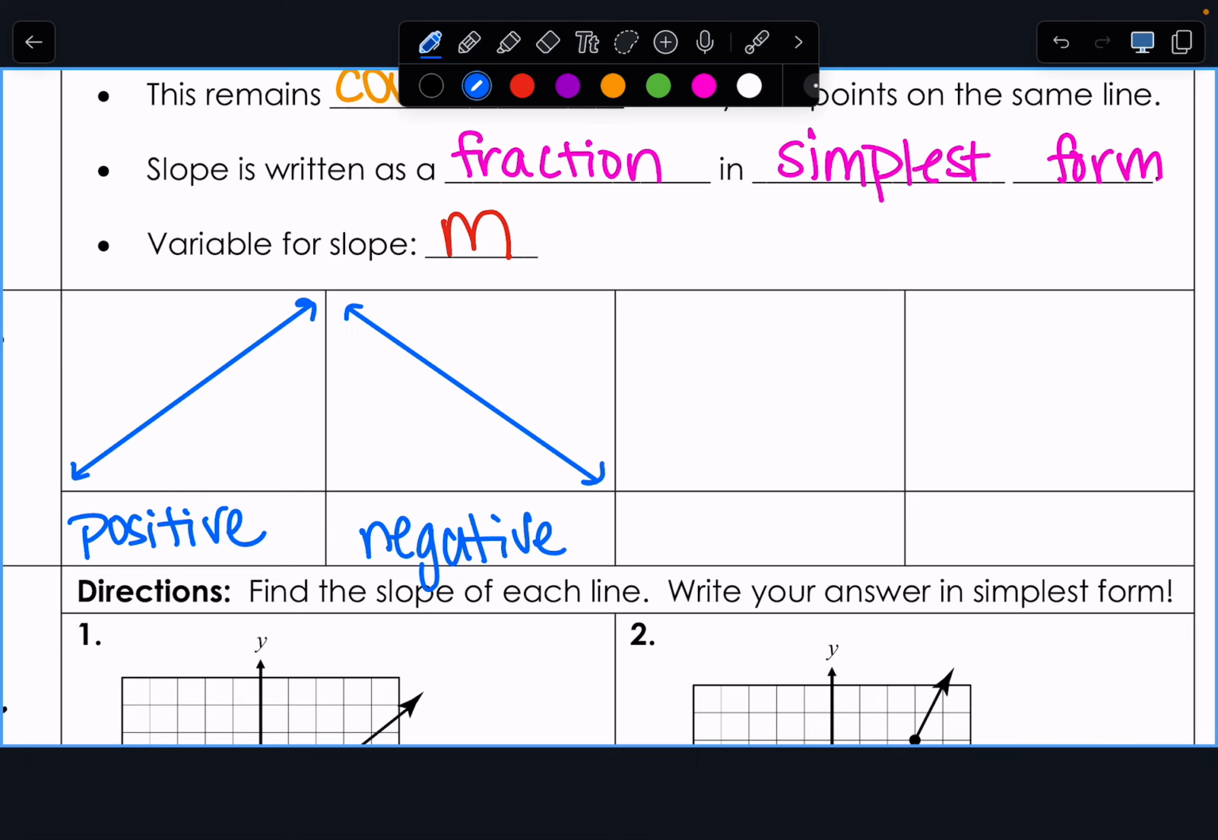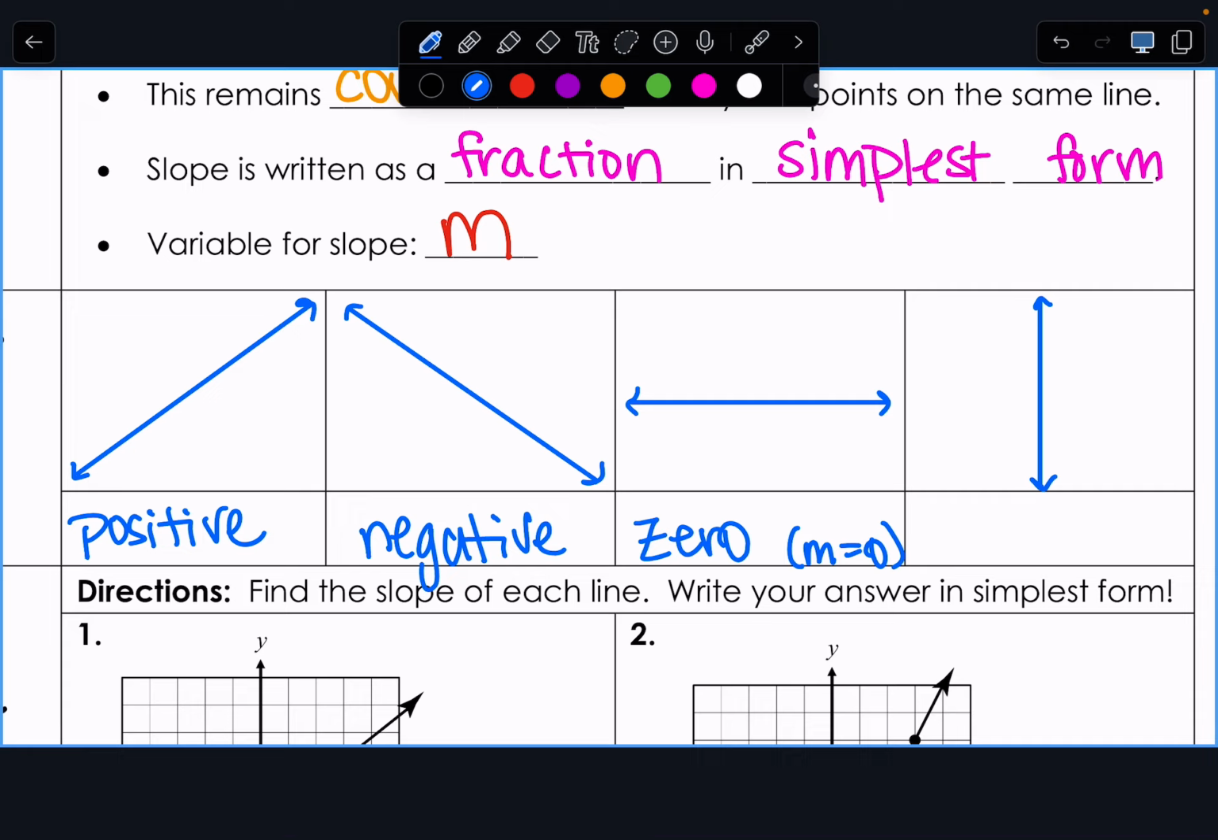But I have 2 more boxes. What else could our line look like? I heard sideways. And I heard straight up and down. If we have a sideways one, our slope is 0. We're not going to write the word, we're going to put the number 0.